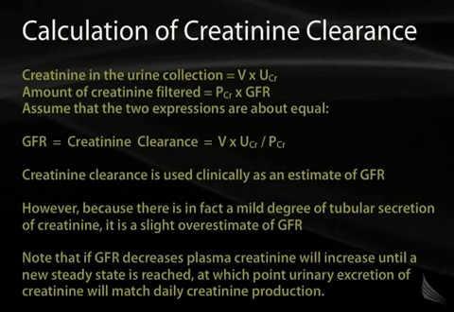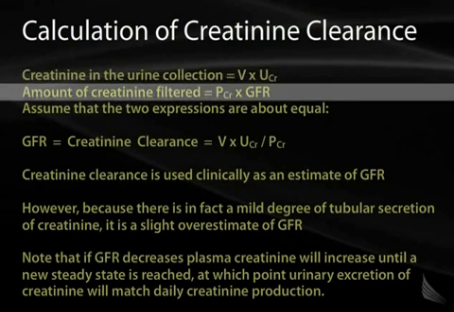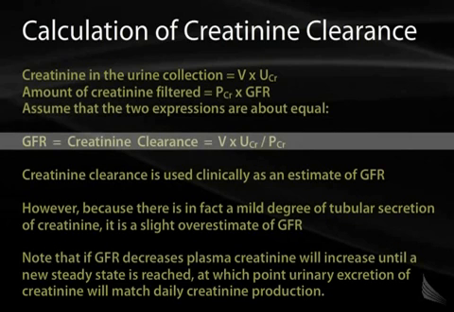The calculation of creatinine clearance is as follows. First, measure the creatinine in the urine collection, which is the urine concentration of creatinine times the volume of urine. The amount of creatinine filtered, then, is the plasma creatinine times the GFR. If the GFR is equal to the creatinine clearance, then the GFR is equal to the urinary concentration of creatinine times the urine volume over the plasma concentration of creatinine. Once again, UV over P.